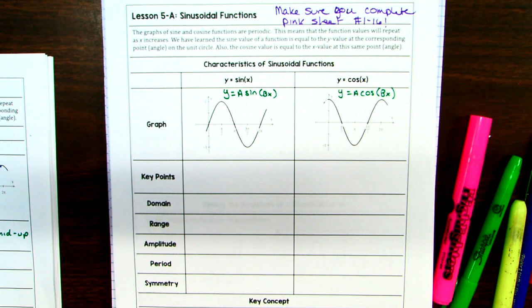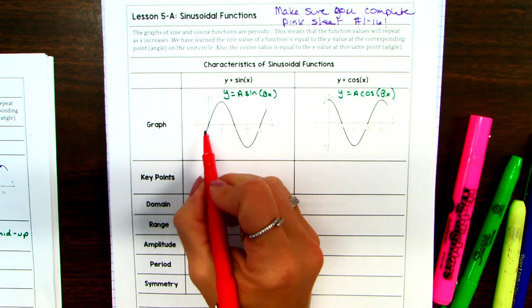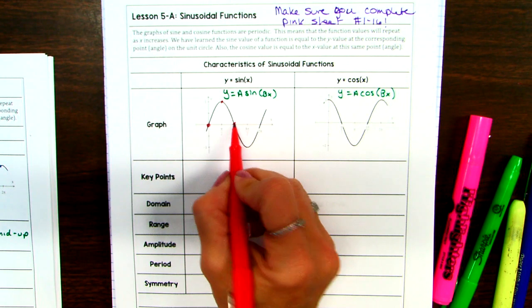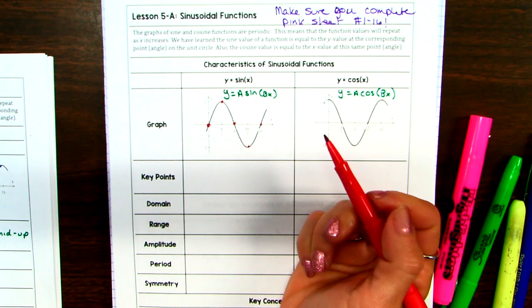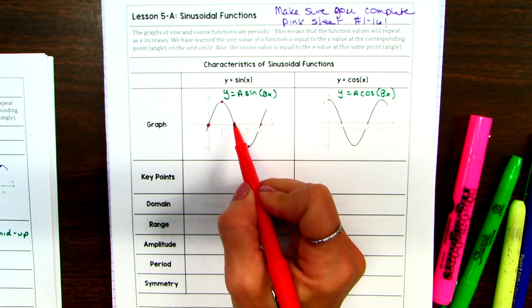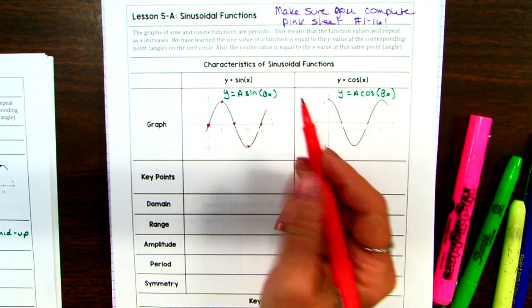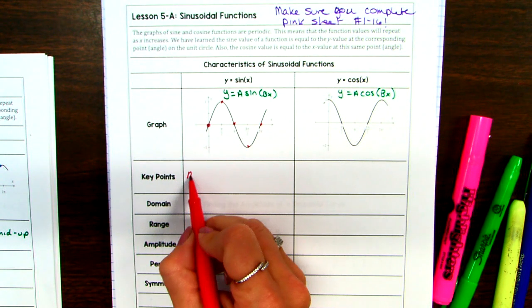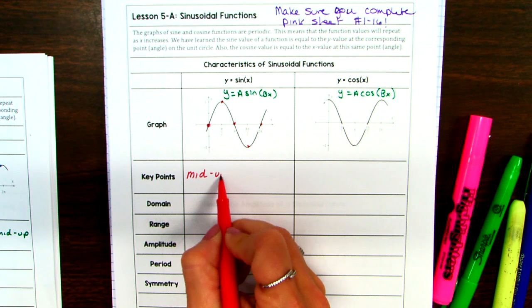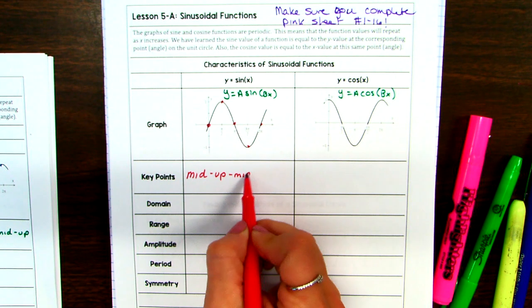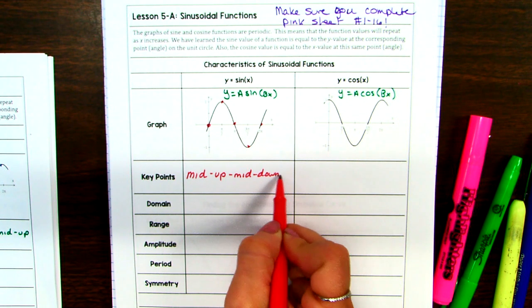The only difference is the pattern of the points. So the pattern of sine is middle, up, middle, down, middle, right? It's an intercept, a max, an intercept, a min, an intercept. I like to say just the middle part. I think it's easier. Mid, up, mid, down, mid, okay?